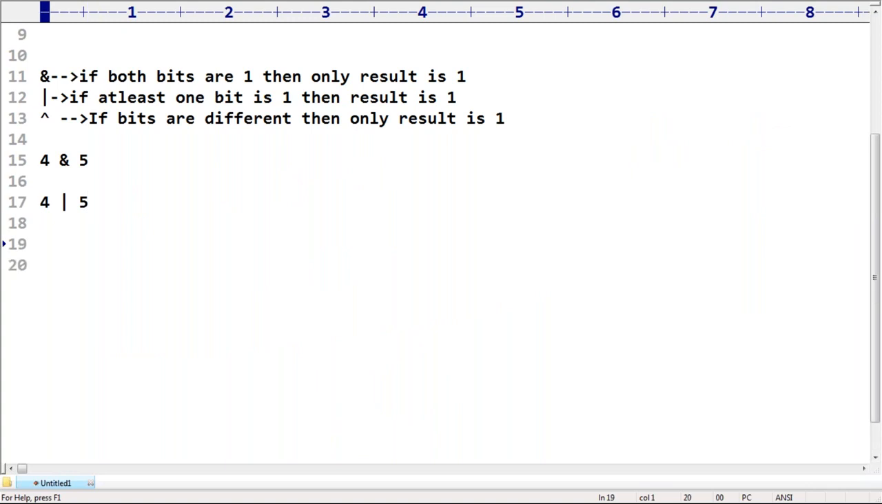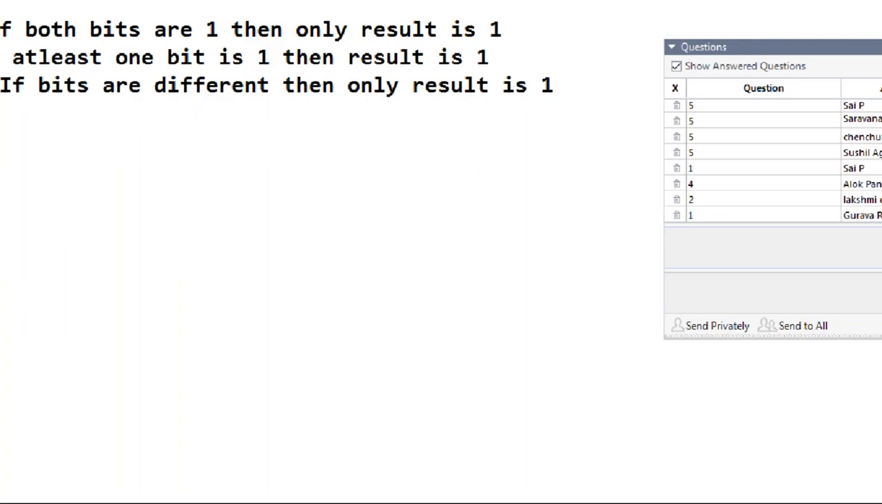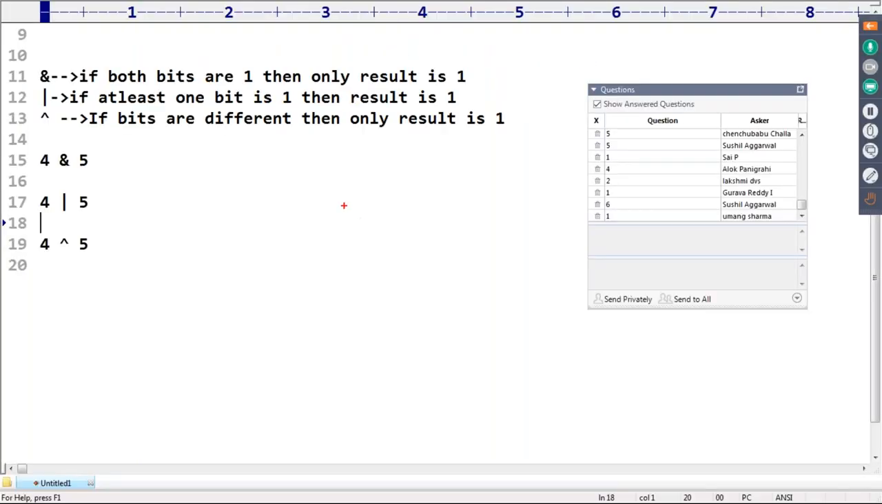Similarly, 4 XOR 5. Anyone, can you please tell the answer now? Simple answer: if both the bits are same, then the result is 0. If both the bits are different, then the result is 1. Now observe 4 XOR 5. What are the answers?